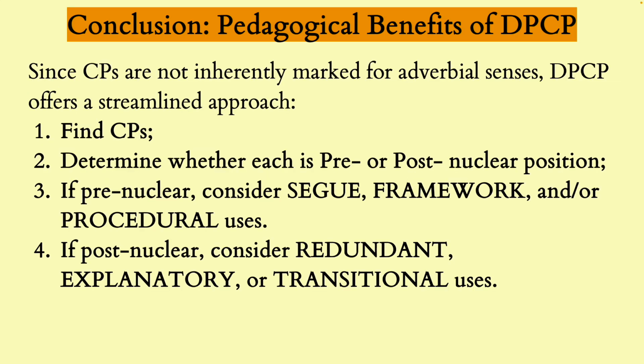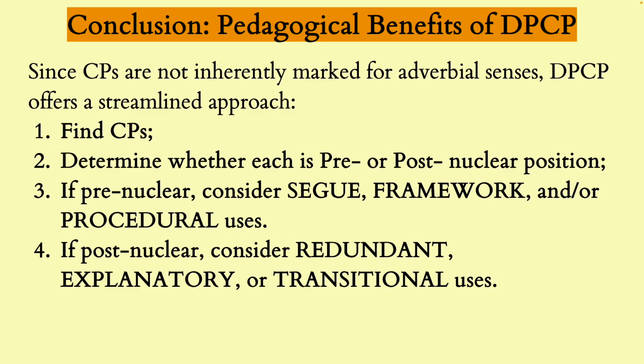Now, as a student, I would often get frustrated with having to apply one of eight adverbial senses when my fellow students would come up with many different ideas and I could find nothing in the text that actually affirmed necessarily one over the other. So I suggest that since circumstantial participles are not inherently marked for adverbial senses, this approach offers a streamline. And here's kind of how we do this.